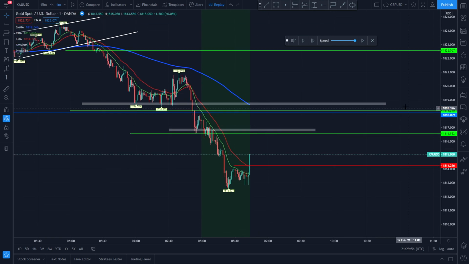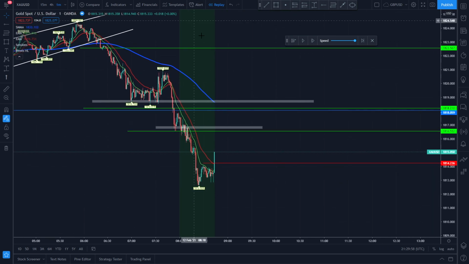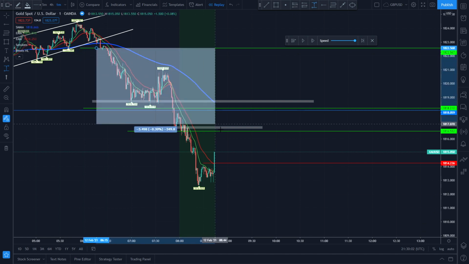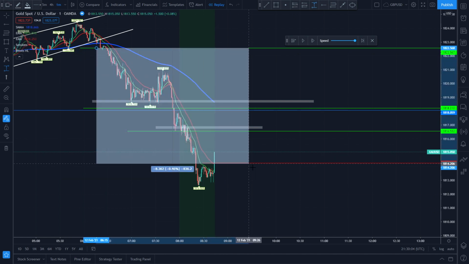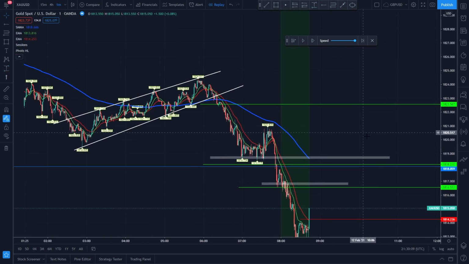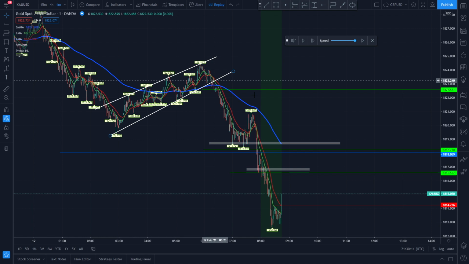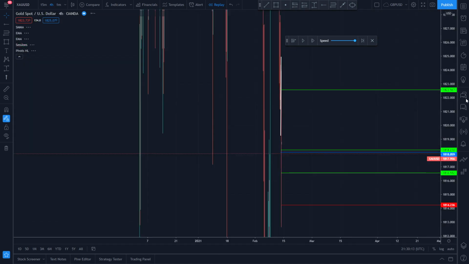Okay. So how this trade would have worked out, let's go ahead and see here. All right. So about 83 pips. Beautiful. That's a lot of pips. And that's simple. That's how you guys want to do it.